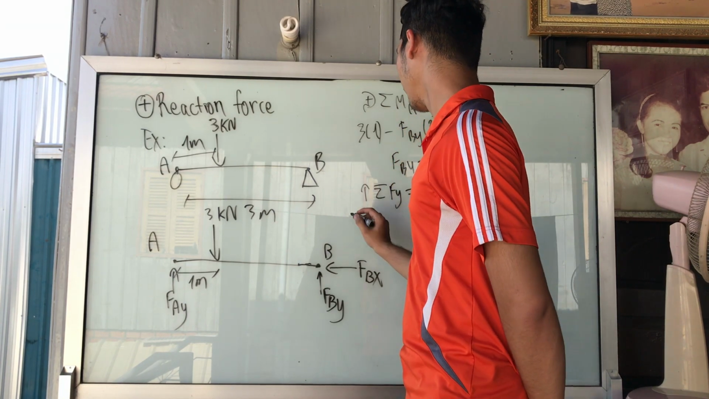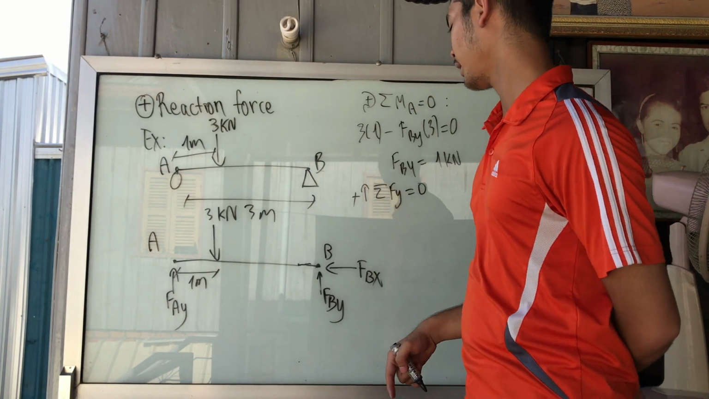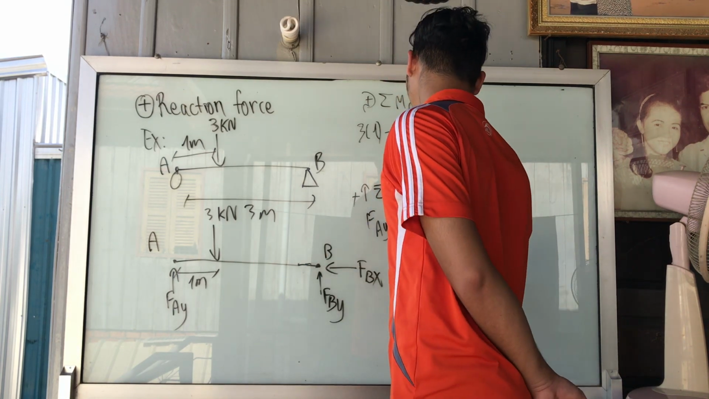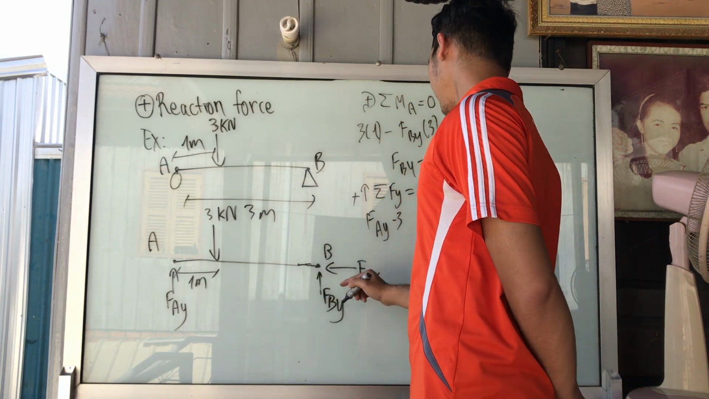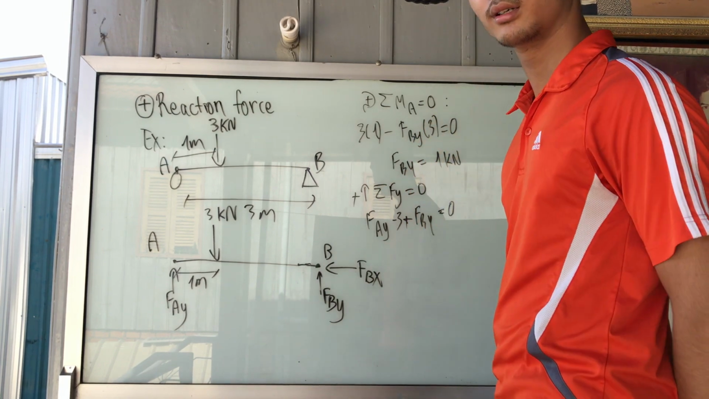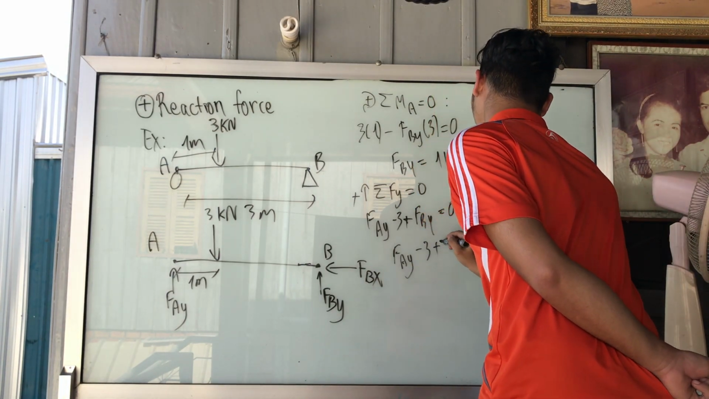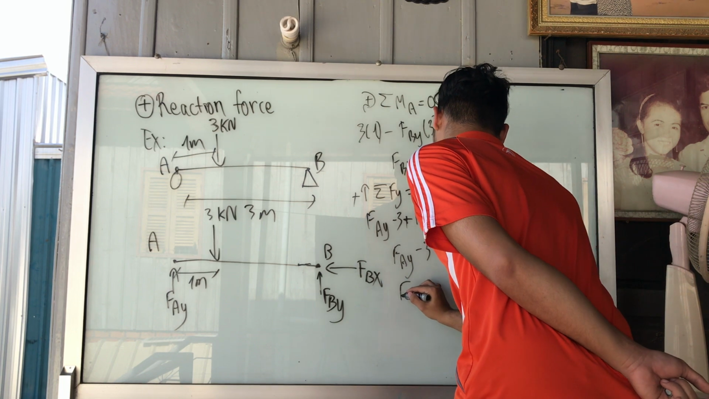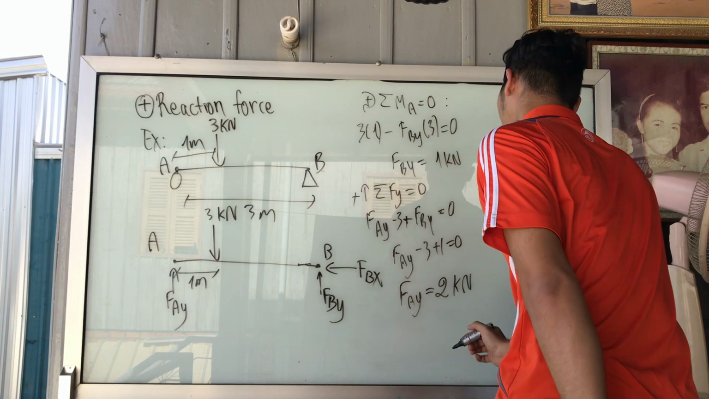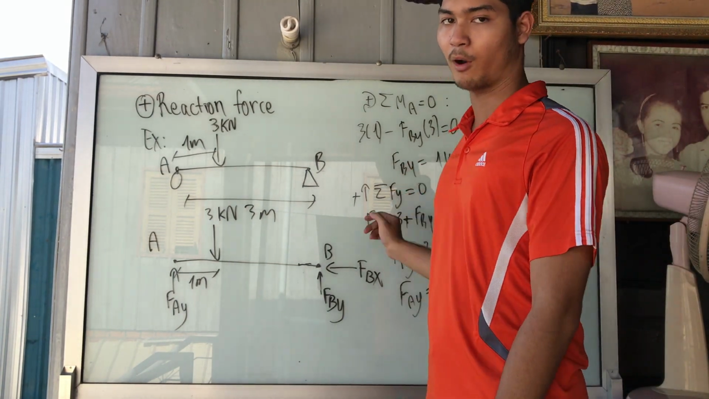And then we use the sum of upward forces equal to 0. Let me assume the upward direction is positive, and then we get this force FAY minus this 3 kilonewton, and then plus FBY equals 0. FAY minus 3 plus 1 equals 0. FAY equals 2 kilonewton. Okay, so we find both reaction forces.